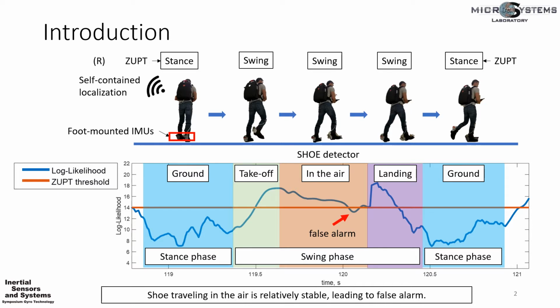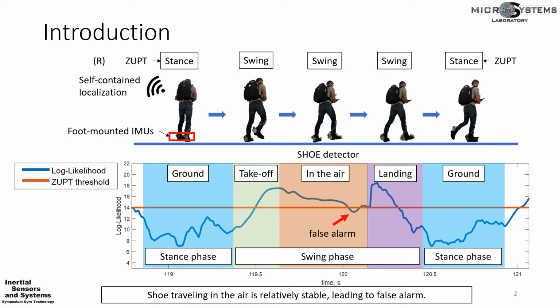For pedestrian navigation, Zero Velocity Update Algorithm, or ZUPT, has been used to improve the error of inertial navigation system. The ZUPT algorithm uses foot-mounted IMU and the knowledge that the velocity of the shoe is very close to zero when on the ground.